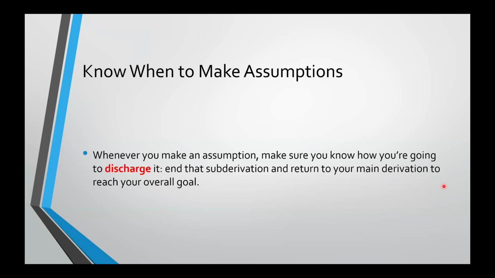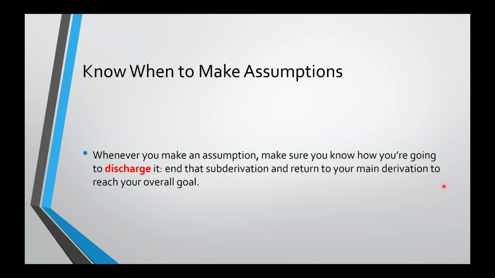If you are just making assumptions blindly, then what you're going to end up doing is burying yourself in subderivations. And if you're stuck inside subderivations, you're not getting closer to your goal. So you always need to make sure that you know how you're going to get out of that subderivation and make use of it. This is why, when you make an assumption in SD, you have to write in the rule that you're making that assumption for.